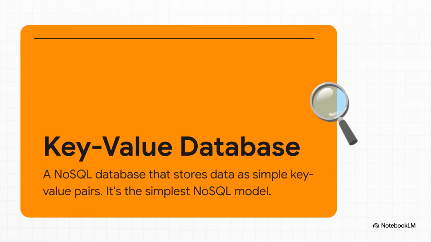You have a unique key, let's say a user ID, and then you have a value, which is just the data you want to store, like all of that user's profile info. There are no complex tables, no crazy relationships, just a direct, insanely fast lookup.